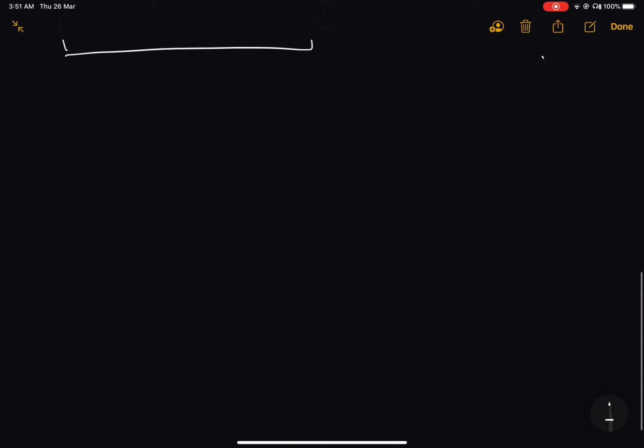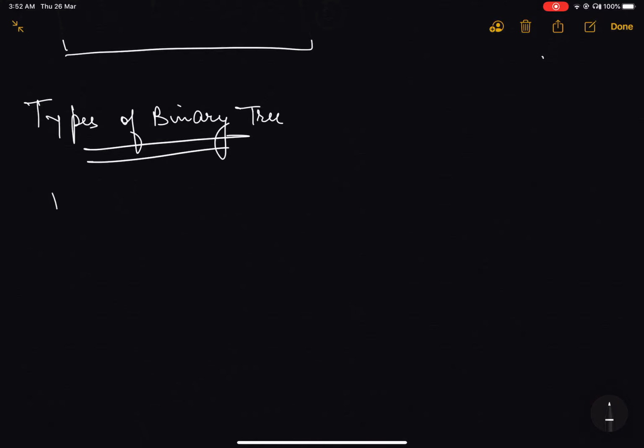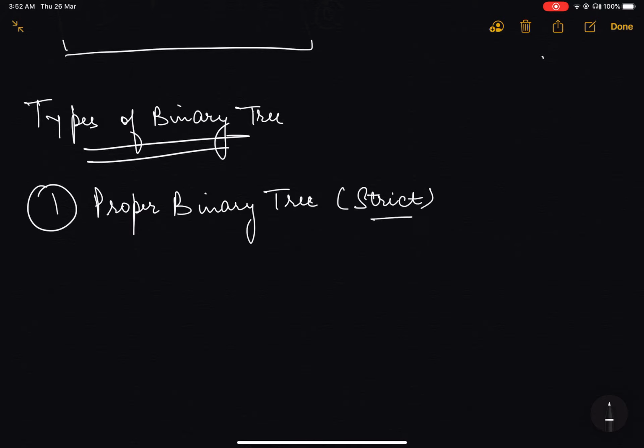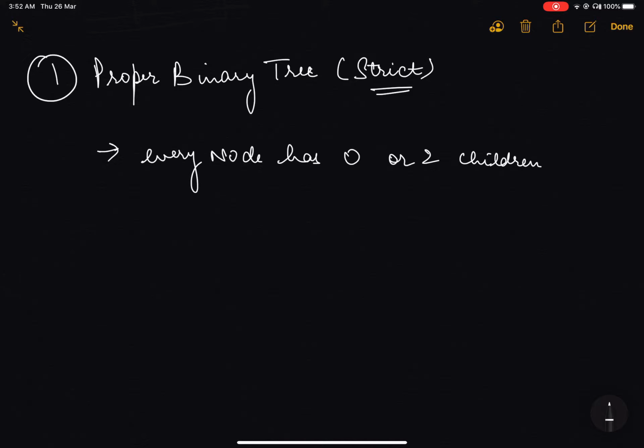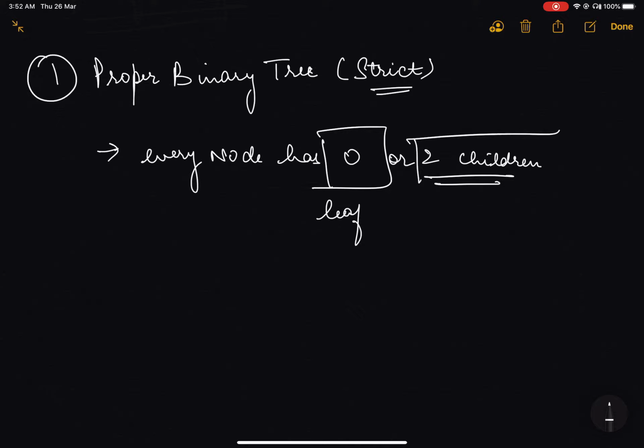Now, let us discuss some types of binary tree. The very first type that we are going to discuss is proper binary tree. This is also known as strict binary tree. A proper or strict binary tree is a binary tree where every node has 0 or 2 children. Thus, either it is a leaf because a leaf has no child, or it's an internal node having 2 children.